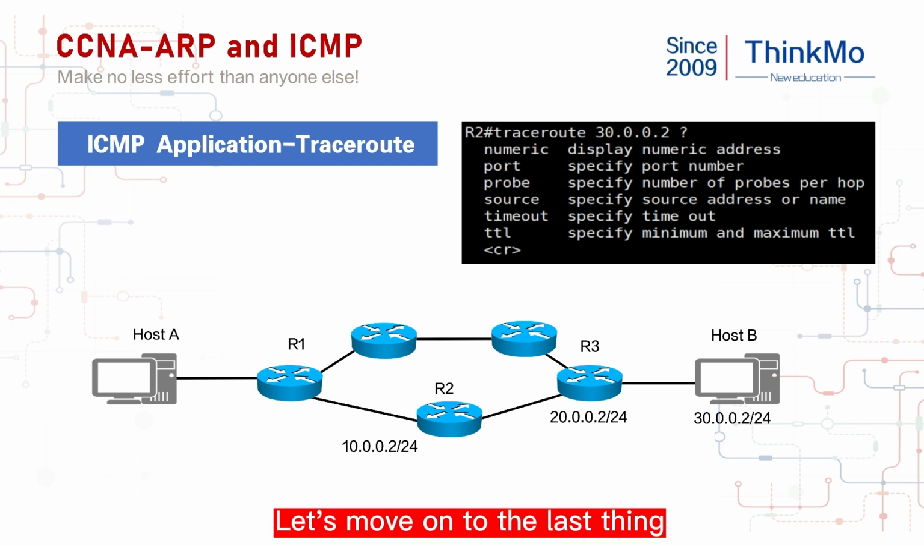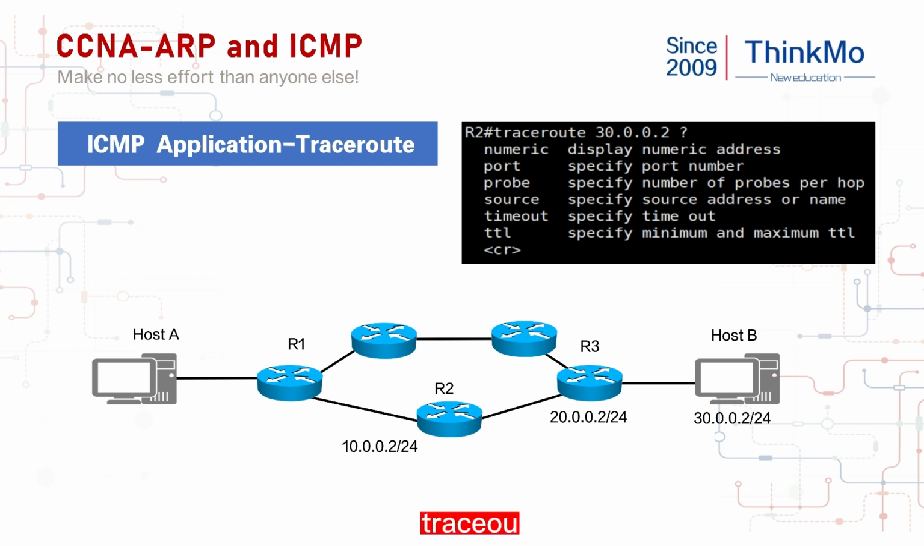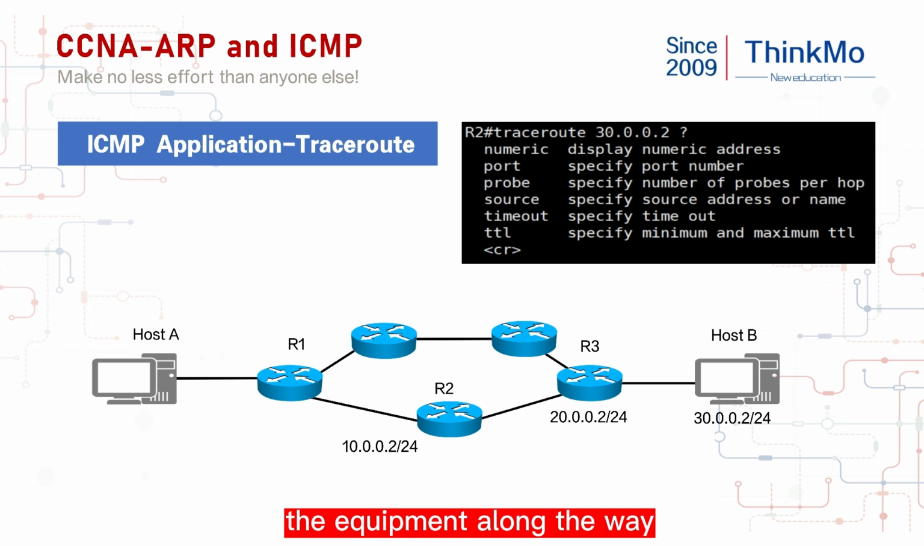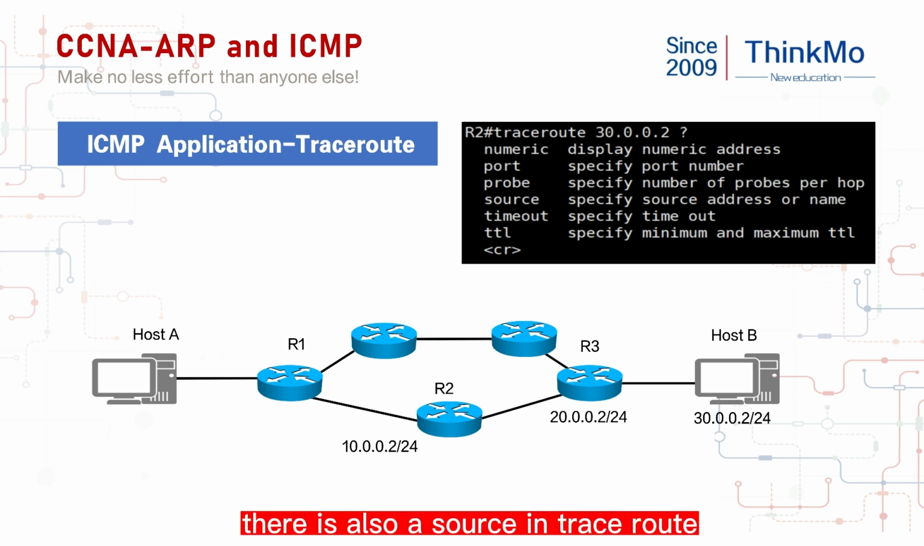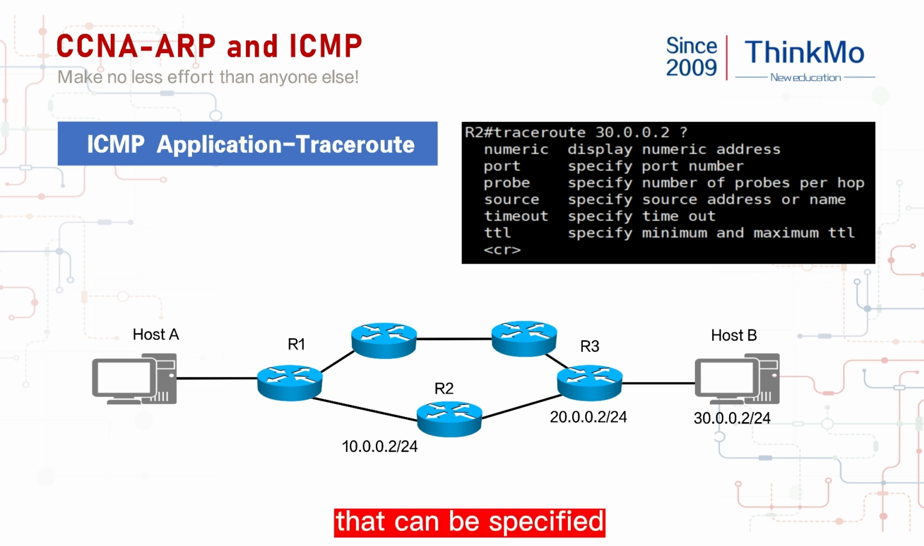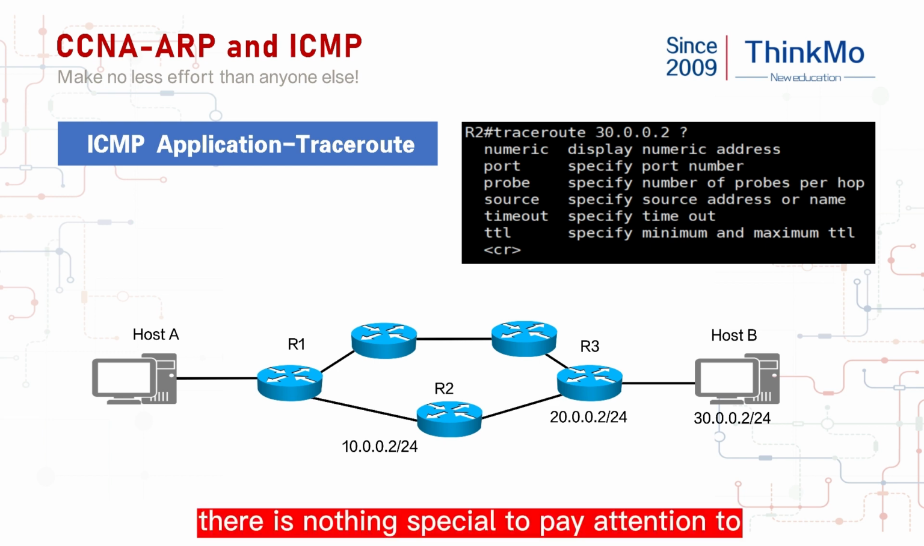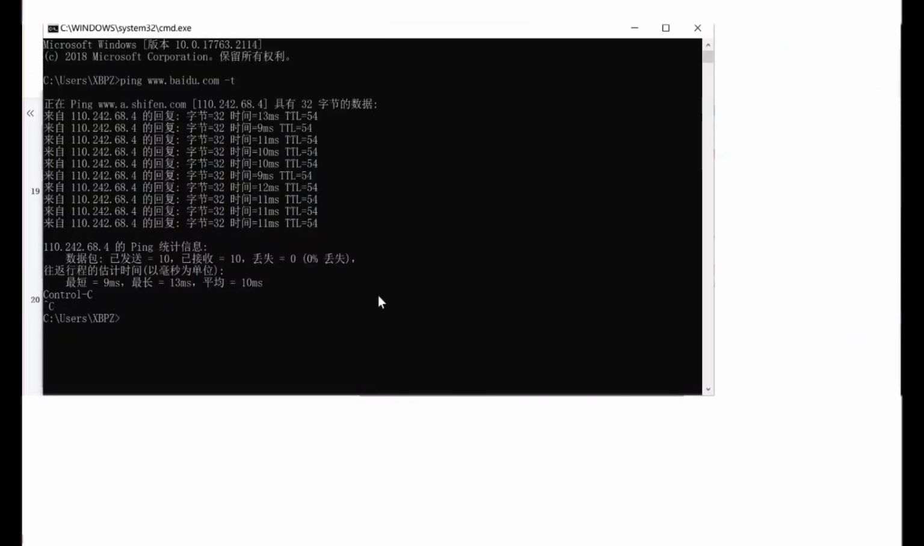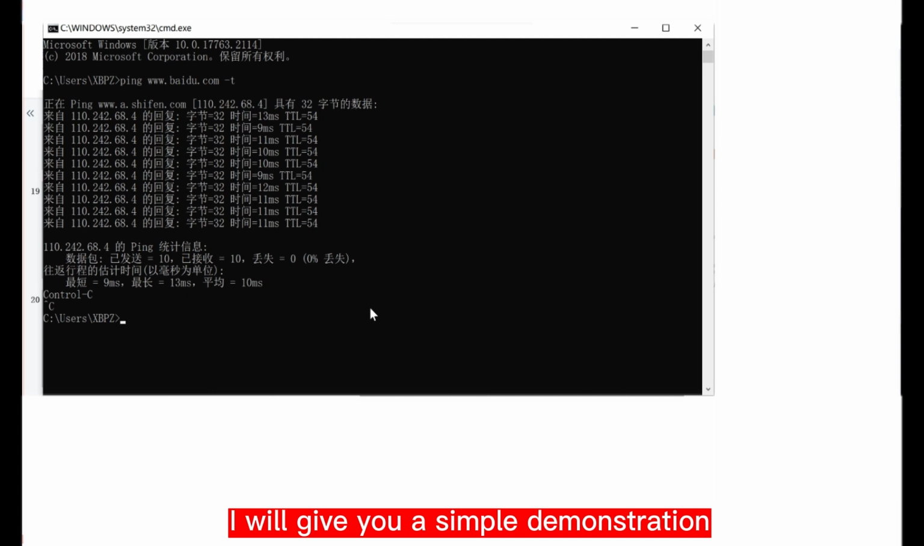Let's move on to the last thing. Traceroute. This can see what happened to the equipment along the way. There is also a source in traceroute that can be specified. There is nothing special to pay attention to. I will give you a simple demonstration.